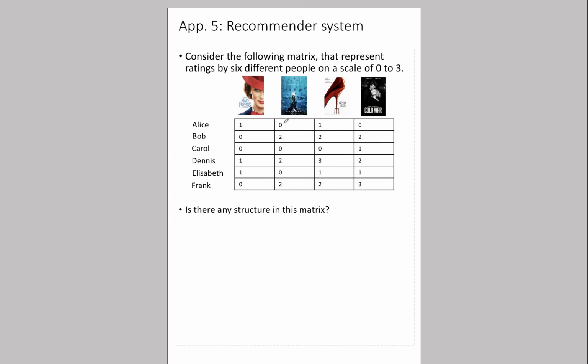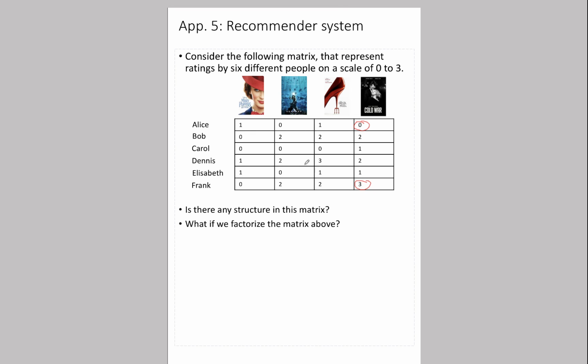The last example in this module is about recommendation. A recommender could be considered as a push system that provides a user with a personalized exploration of a wide catalog of possible choices. Consider the following matrix that represents movie ratings by 6 different people on scale 0 to 3. We see that Frank enjoyed the movie titled Cold War, while Alice disliked this movie. The question is, is there any structure in this matrix?